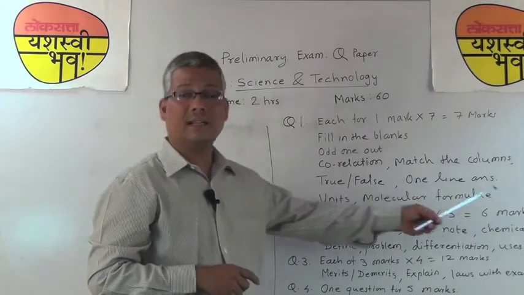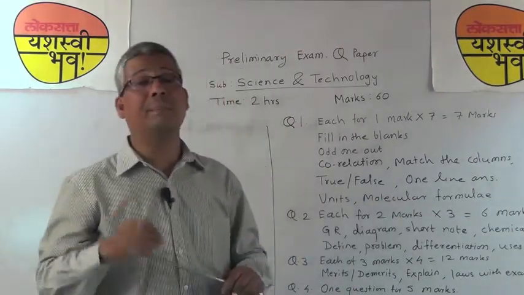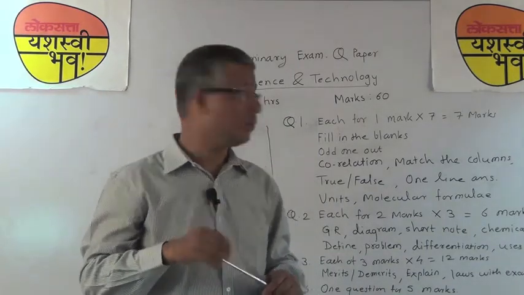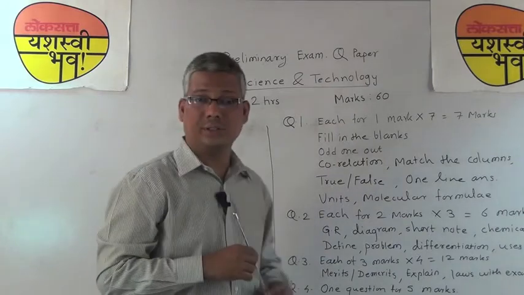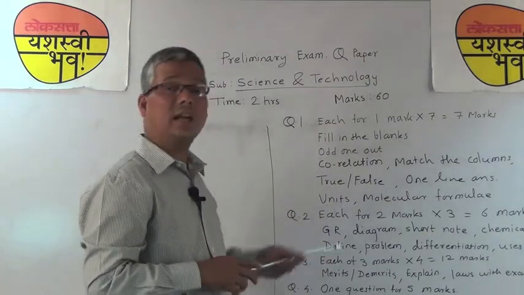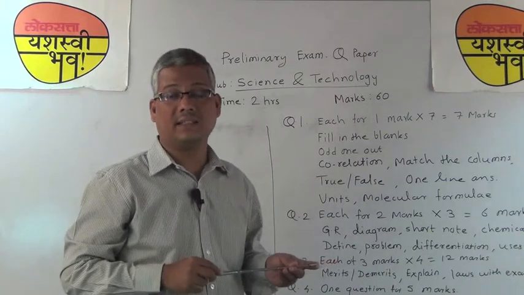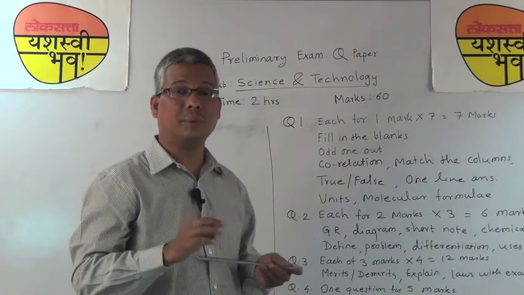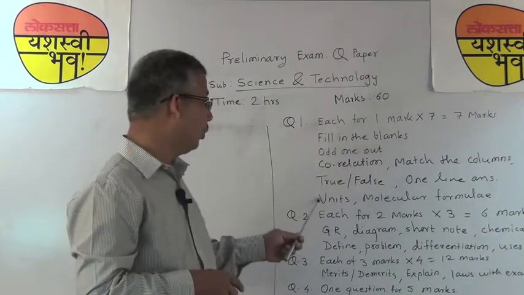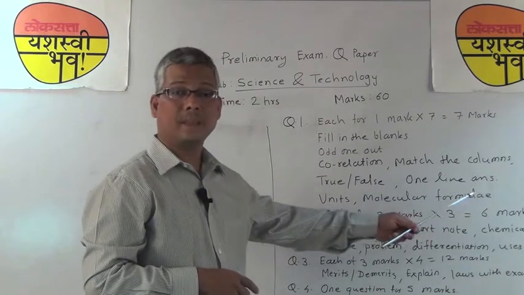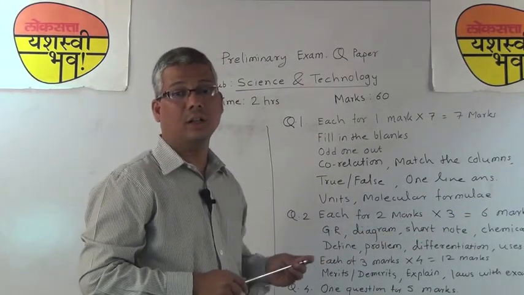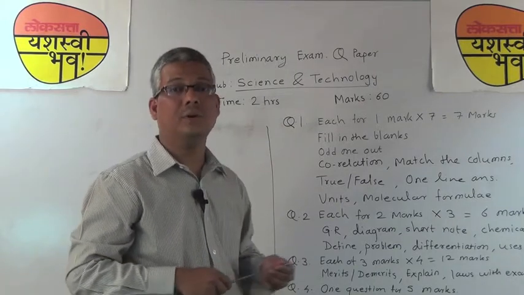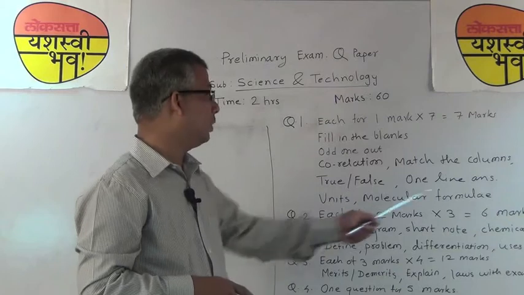Now, one line answer. In one line answer, be precise while writing the answer. It should be in one sentence. Next one, regarding the units. When the units are asked, check whether they are asked in SI system or CGS system. If the system is not mentioned, write down the answer of both. Then molecular formula. If the molecular formula of a particular molecule is asked, write down the name of that particular compound and then in front of that write down the molecular formula.